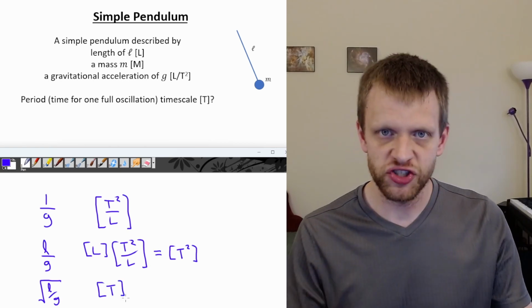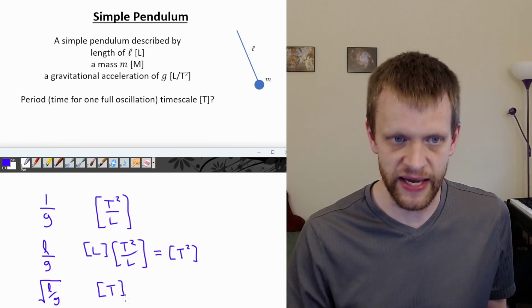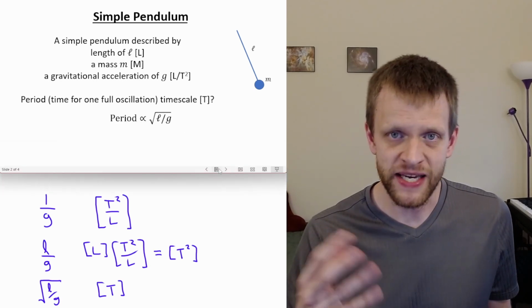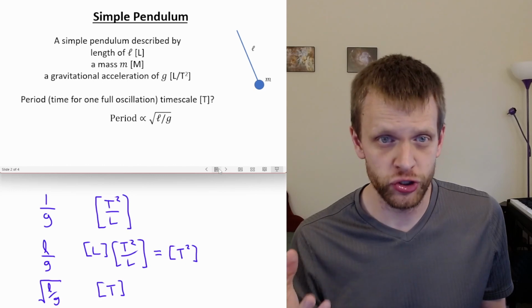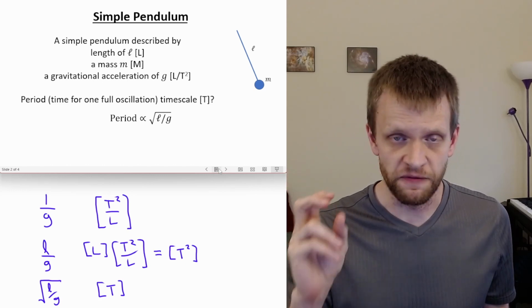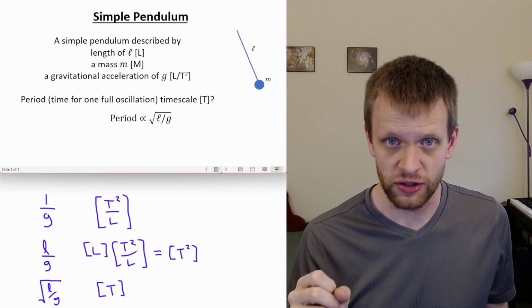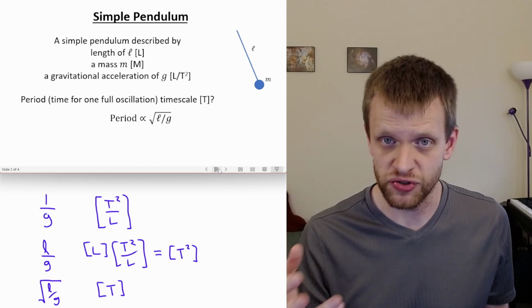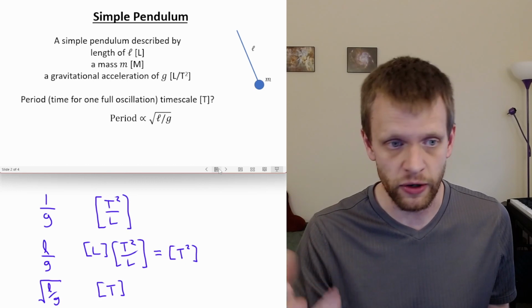So by using this dimensional analysis, again, the claim is that the period should be proportional to the square root of the length of the pendulum divided by the gravitational acceleration. Again, 9.8 meters per second squared, if you're on the Earth.